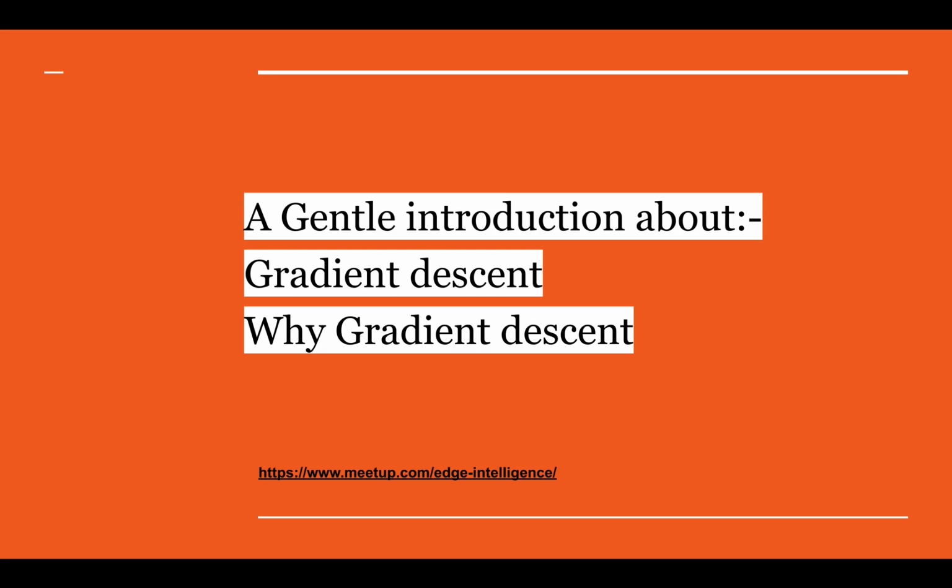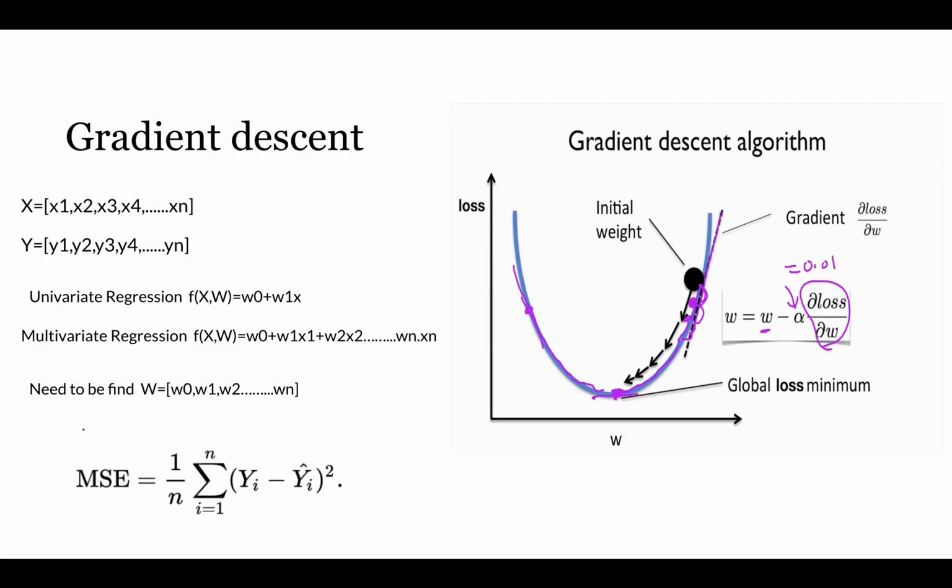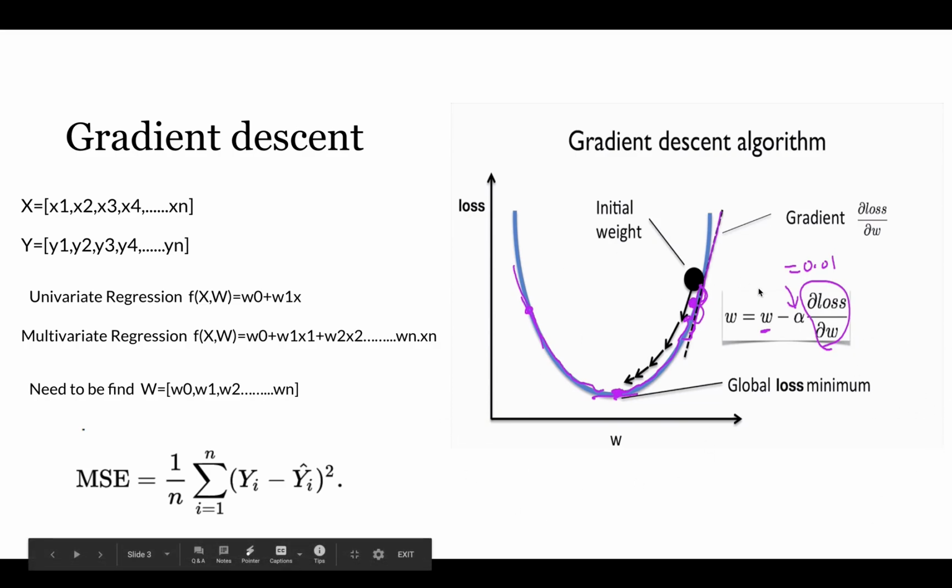Why gradient descent? Gradient descent is an optimization algorithm used to minimize some function by iteratively moving in the direction of the steepest descent, as defined by the negative of the gradient. In machine learning, the gradient is used to update the learning parameters, like the weights.